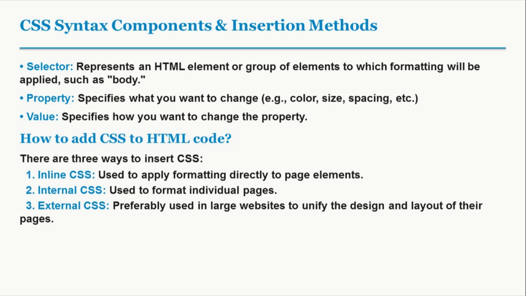Now, how do we add CSS to HTML code? There are 3 ways to insert CSS. Number 1, inline CSS. Used to apply formatting directly to page elements. Number 2, internal CSS. Used to format individual pages. Number 3, external CSS. Preferably used in large websites to unify the design and layout of their pages.